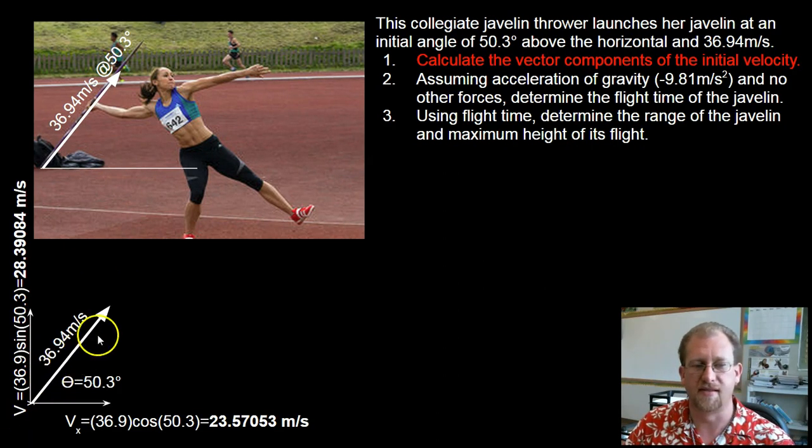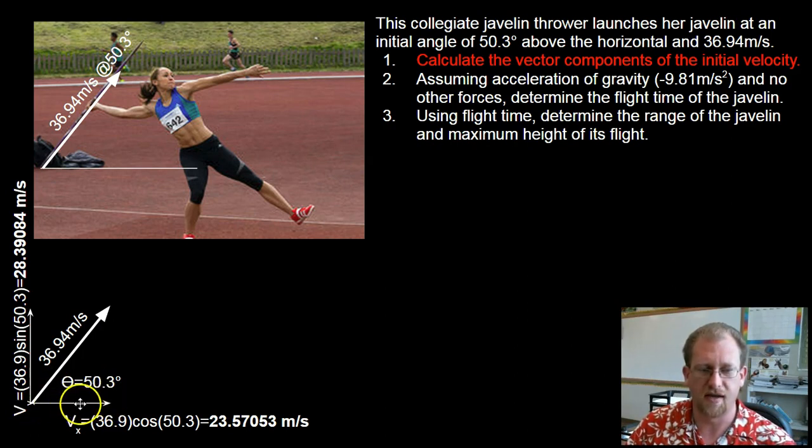First, let's analyze this vector. Okay, so we're going to calculate the vector components of the initial velocity. The initial angle is 50.3 degrees. And so that's the angle here. This is the adjacent leg, so I can use cosine on this side. So the hypotenuse times the cosine of theta gives me 23.57053 meters per second. That's the horizontal component.